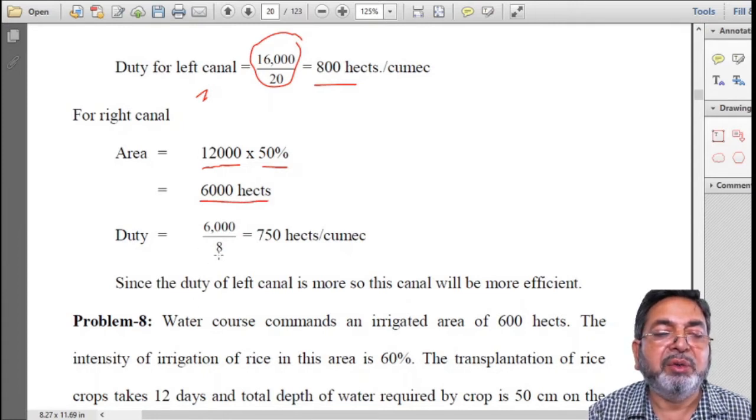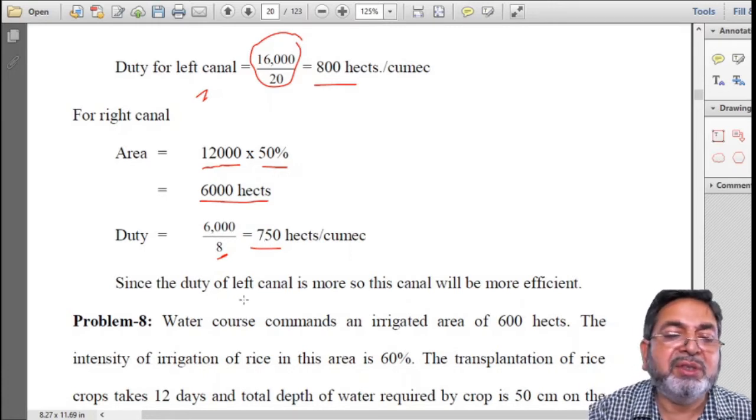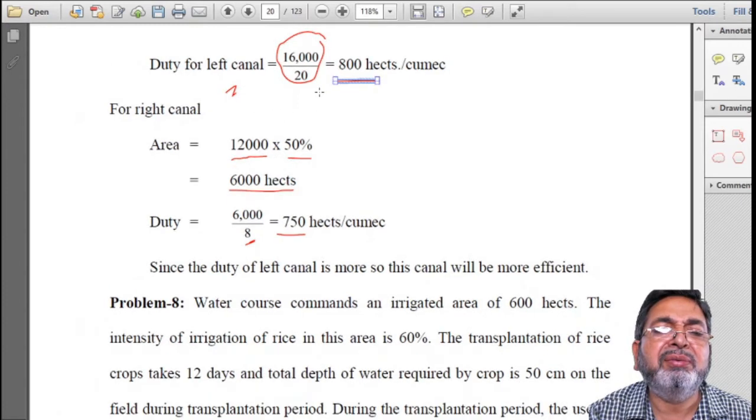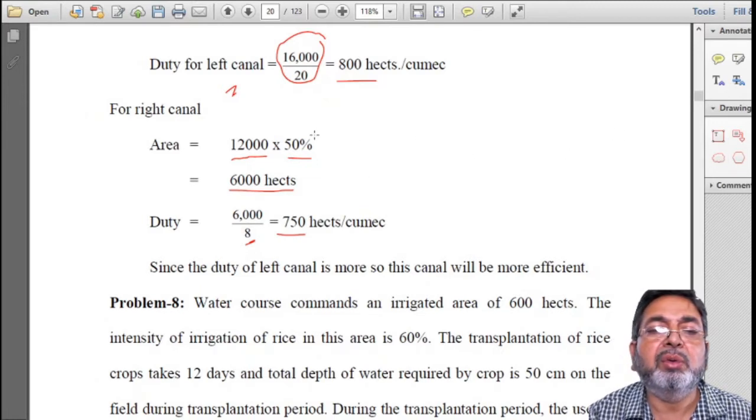Now you have to find out the duty. So area you have got with you 6,000, and discharge is given to you for right branch canal as 8 cumec. Here you can see. So 6,000 divided by 8, you are getting duty of 750 hectares per cumec. So which canal will be more efficient? The left canal is having a duty of 800 hectares. So this canal will be having more efficiency.